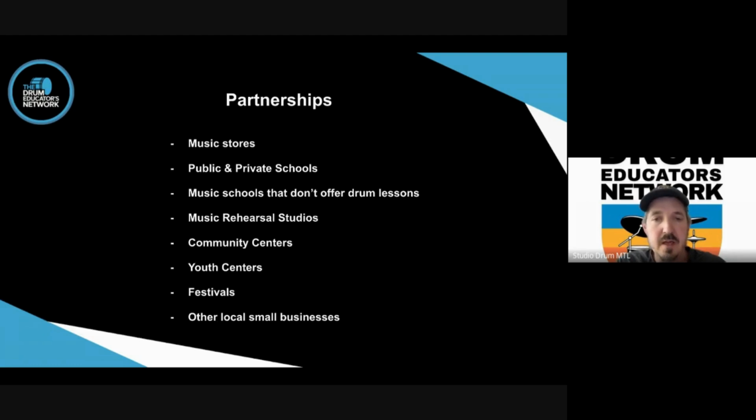Next one is community centers. It's sort of similar to the schools. You can offer some sort of workshop or teach a class at the community center, and the same thing with the youth center. With the youth center, you could offer a half hour a week where they can send a kid once a week to you and give them a free class or something, and then they'll refer people from the youth center. You can promote the drum lessons there. So it could come in the form of something like that.